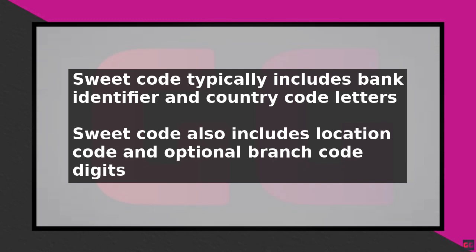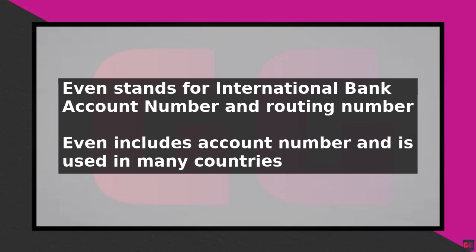For instance, a bank's SWIFT code might break down into several parts, such as the bank's identifier, the country code, the location code, and the branch code.